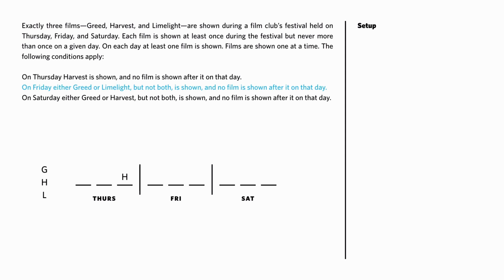We can represent the second rule by putting G/L into the last position for Friday. Note that because we can't have both play on Friday, we can make an inference that at most 2 films play on Friday and cross out one of the positions. We can represent the final rule by putting GH into the last position for Saturday. Again, because both can't play, we can make an inference that at most 2 films play on Saturday and cross out one of the positions there as well. So that's it for the rules.